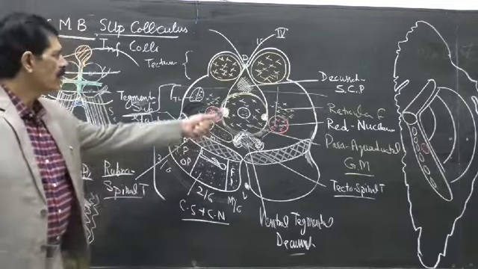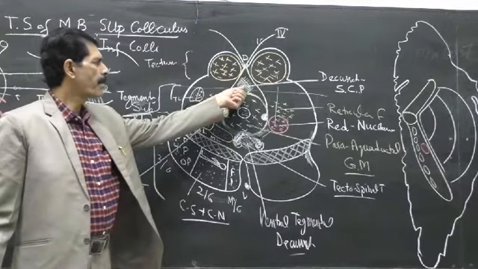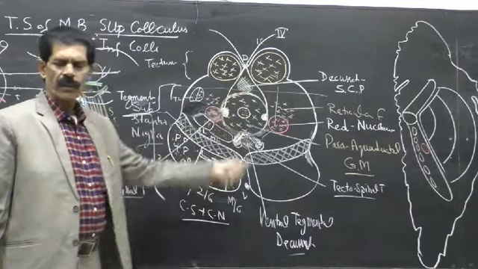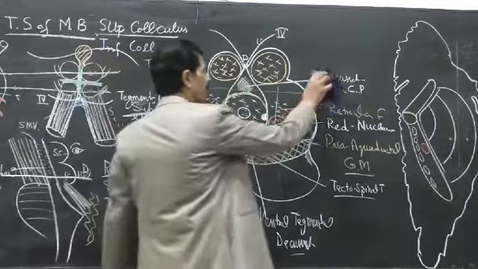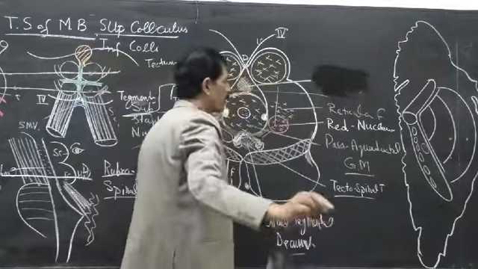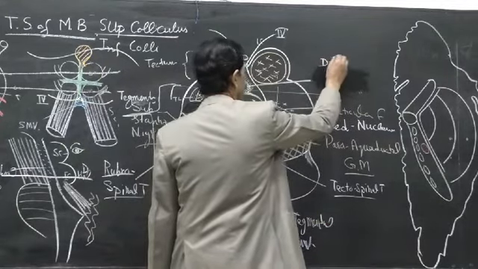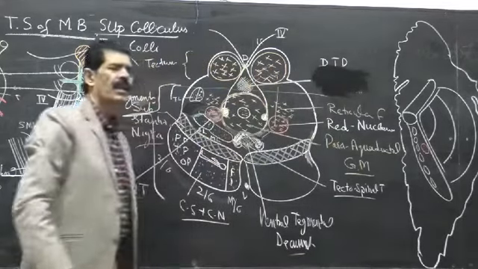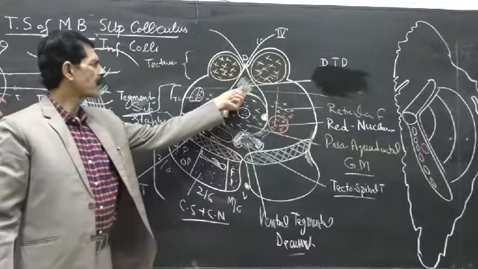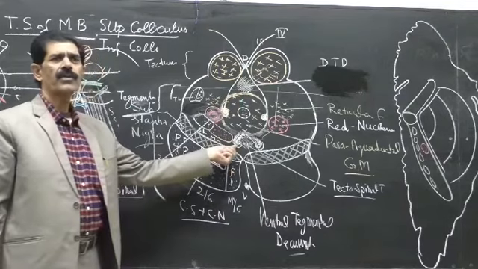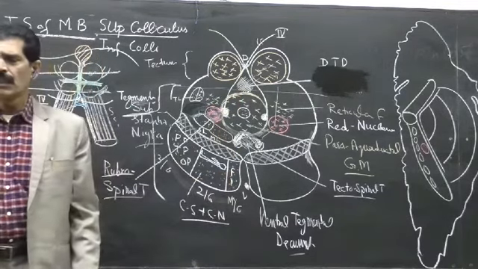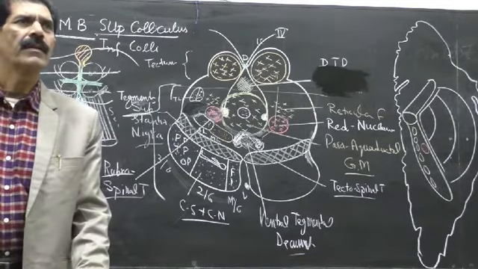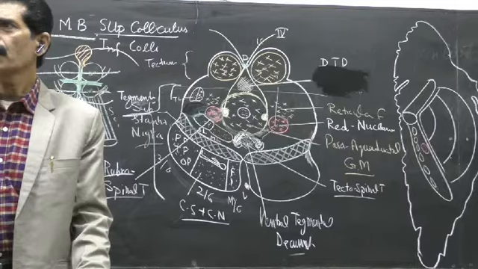They cross over the dorsal part of the tegmentum. So here you will write down, insert here, the dorsal tegmental decussation. They are fibers coming from the superior colliculus. And then these fibers, after crossing, descend as the tectospinal tract, and these tectospinal tracts descend into the ventral part of the white matter.